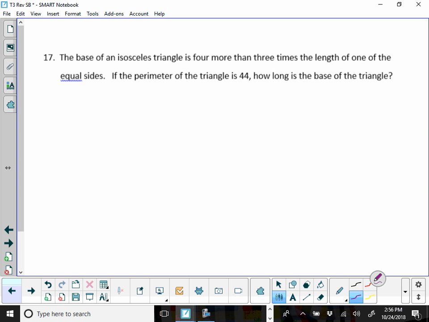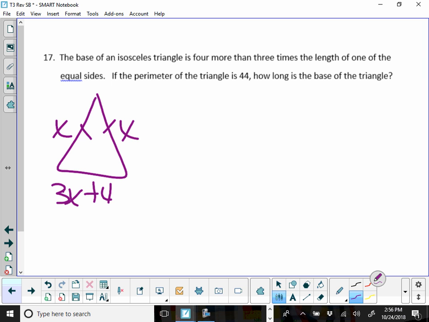All right, so I'm only going to set up the last two for you, okay, and let you solve those out. The base of an isosceles triangle is 4 more than 3 times the equal sides. So 3x plus x plus x, 5x plus 4 is equal to 44, and you're going to solve from there. Okay, and on your homework sheet, if you will draw me a heart around number 17, I will give you some extra credit on your test tomorrow.